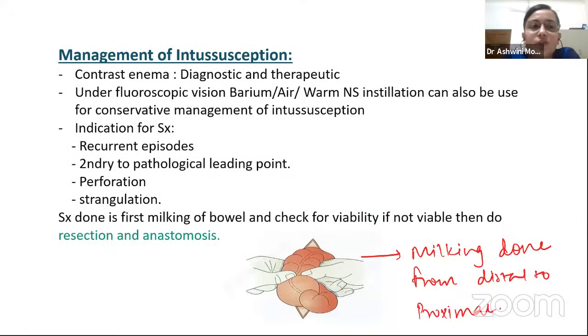So what management will we do for intussusception patients? First of all, we will try conservative management. That is contrast enema, which will be diagnostic and therapeutic also. Under fluoroscopic vision, barium, air, or warm normal saline instillation can be used for conservative management of intussusception. As we are giving a barium enema or pushing air, it will push from the distal part, push the proximal bowel ahead, and relieve the intussusception.